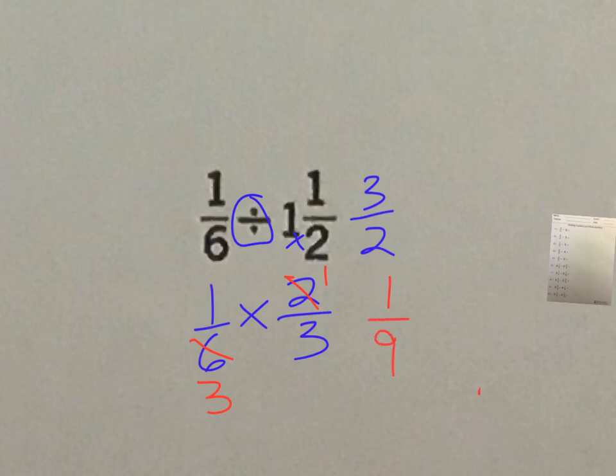And just so you can kind of see that, I went 1 times that new 1 is 1. And this new 3 times that 3 is 9. And that is my final answer. I always check to see, does this fraction simplify? Well, no, it doesn't. So that is my final answer.